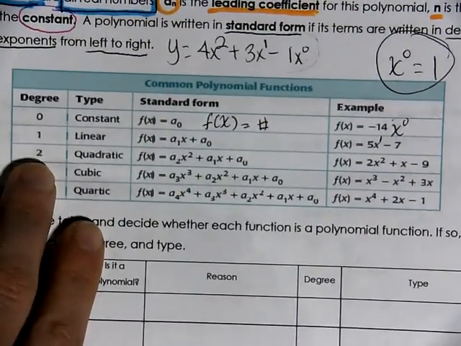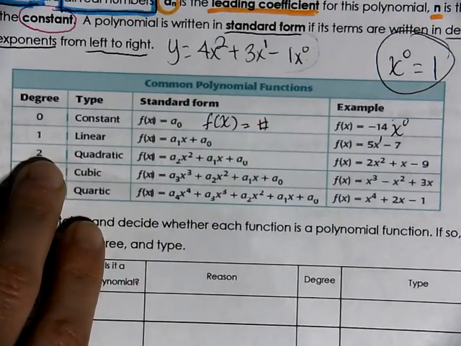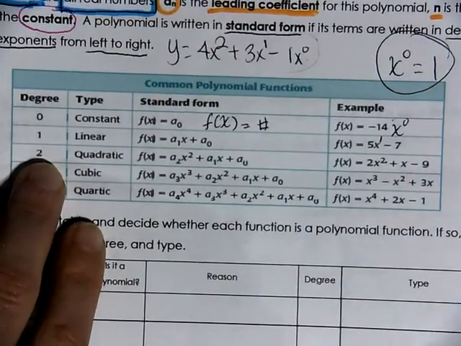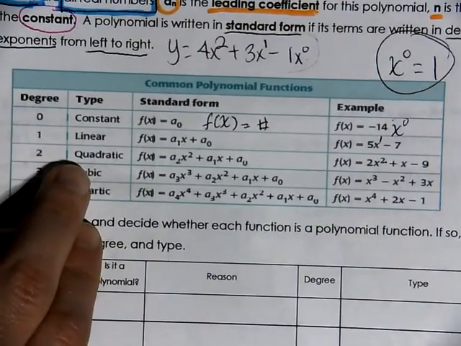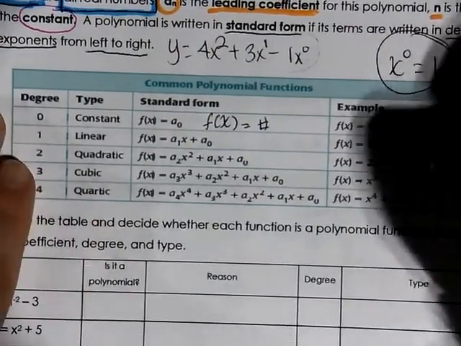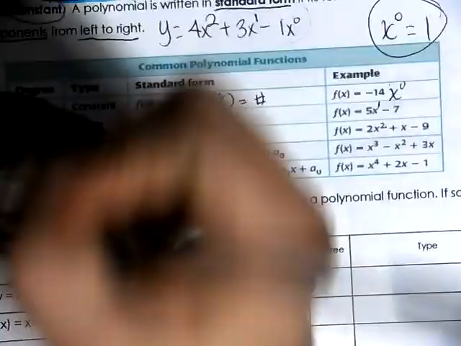Our next one is called quadratic. That has a degree of 2. And so what you're going to see is that the largest exponent will be the number 2. And if that's the case, we call those quadratic functions. Now, when you're in Algebra 1, we primarily focus on those that are degrees 0, 1, and 2.